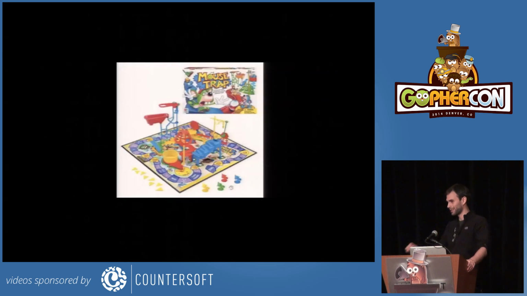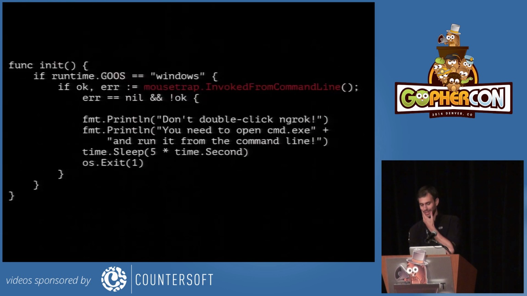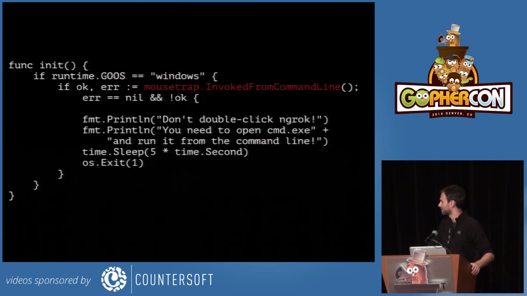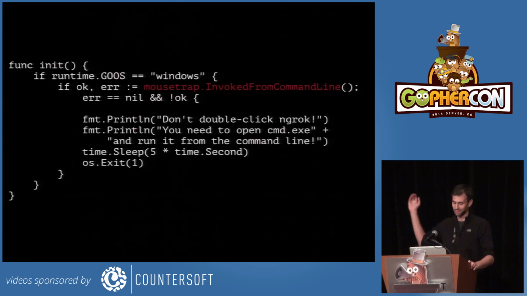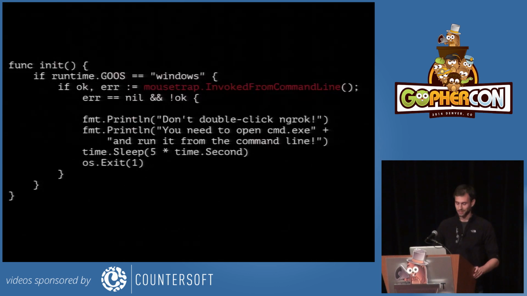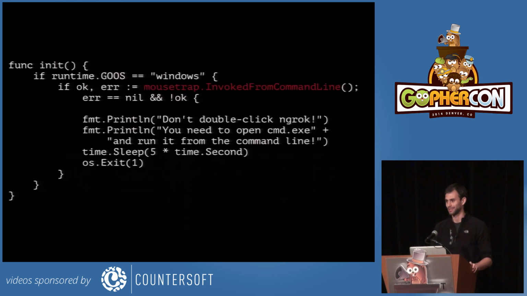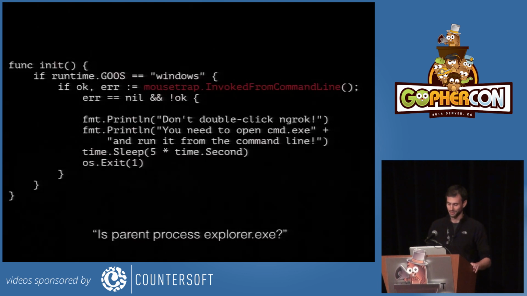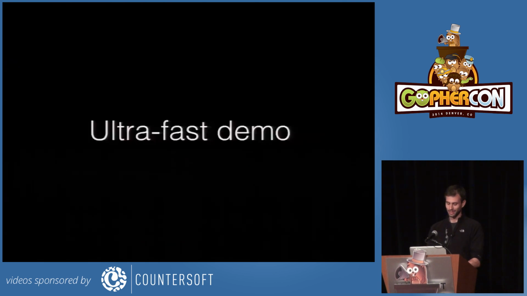So what I wanted was a mousetrap, not that mousetrap, that kind of mousetrap. I wrote this last night because I've been meaning to do it for a while, and I finally was like, I should just do it because it would be cool. So this is Mousetrap, a library that detects if someone double-clicked the program. It's doing something really horrible: it checks whether the parent process is explorer.exe, but it actually does work.